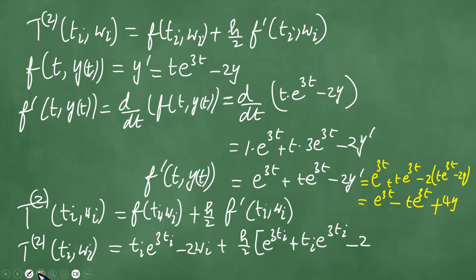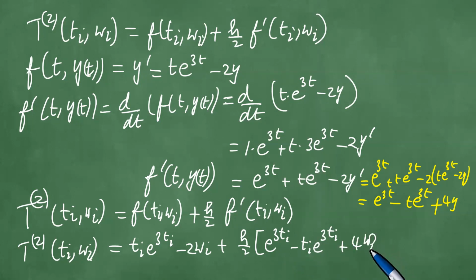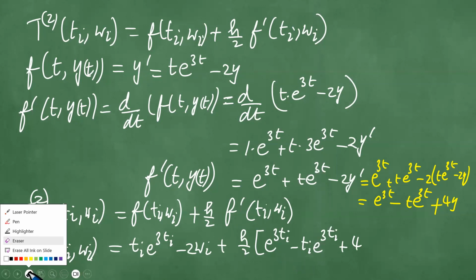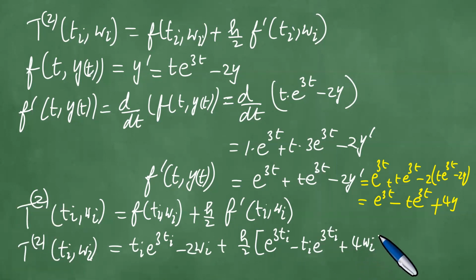Now we come here and we substitute. We have h over 2 into the f primed. So f primed is just this, and we come and we substitute there. I need to clean this up. We have this, and then we're going to write it as e to the 3ti minus ti e to the 3ti plus 4wi. Just need to clean this up, my pen was dragging a little bit. So I'm just going to make these wi like this. So it's exactly what we're getting here.